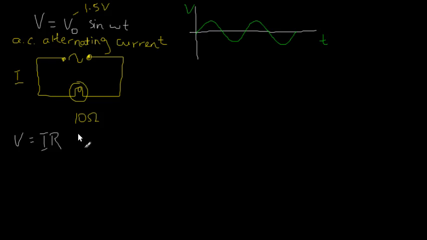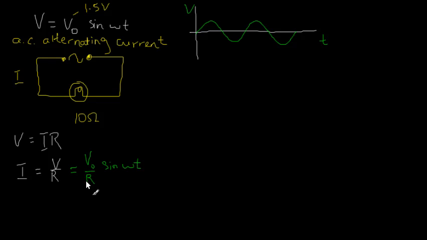Okay, so what is the current? Is there an answer, or is there a formula for the current? There is. If I rearrange this to find the current, I can divide both sides by R to get I equals V over R, and then I can find the current by substituting the formula for the voltage. So if I do that, V is V naught sine omega t over R.